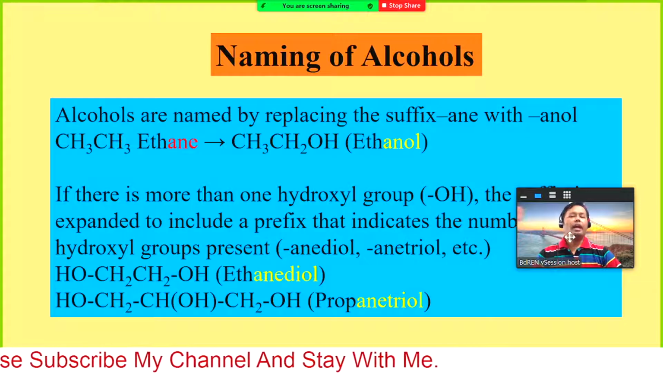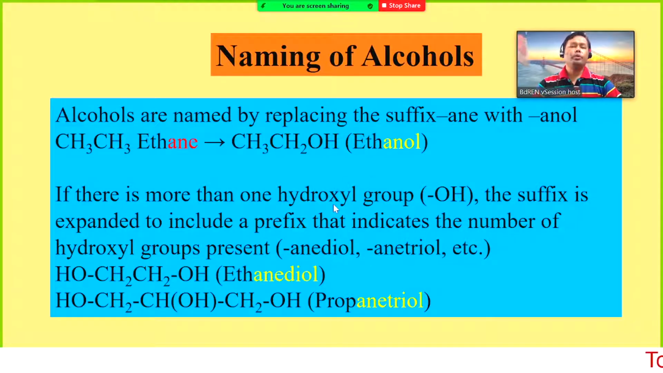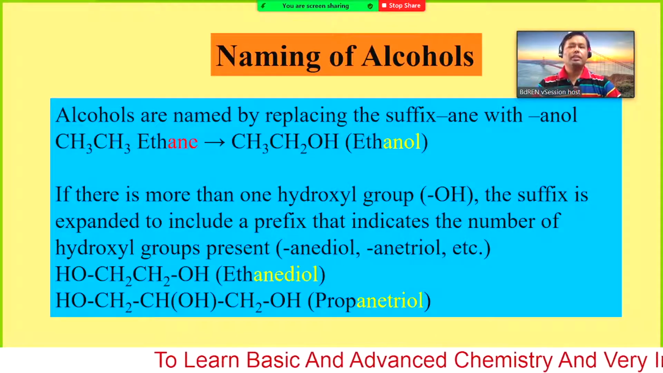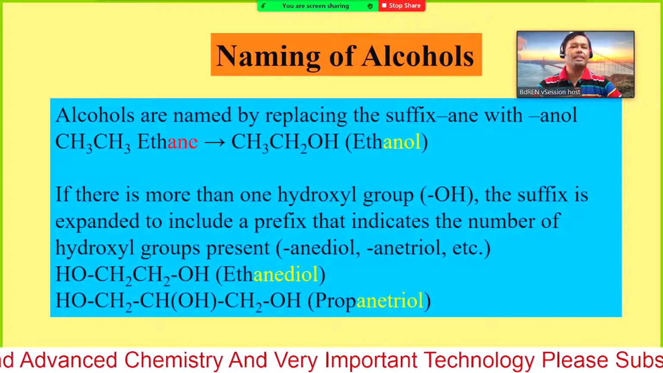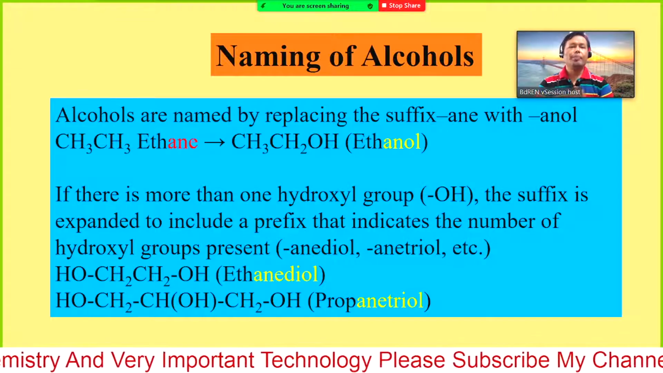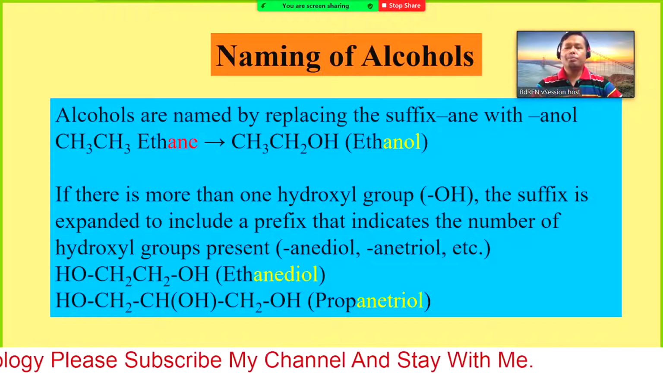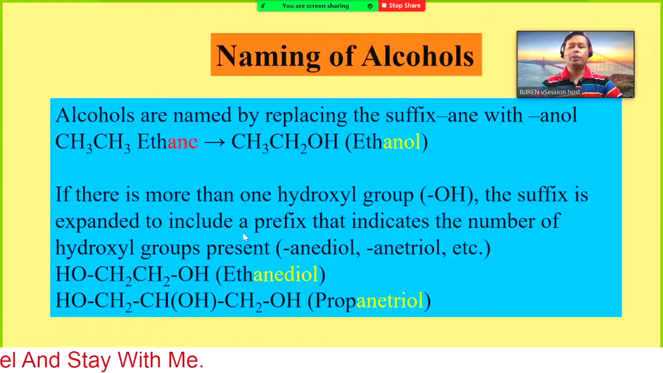But if we have 2 or more OH groups or hydroxyl groups in the alcohol molecule, in that case we have to follow a little bit differently. That means if we have 2 or 3 or multiple hydroxyl groups, you need to put the position and also add some prefixes before the alcohol hydroxyl group. If there is more than one hydroxyl group, the suffix is expanded to include a prefix that indicates the number of hydroxyl groups present.